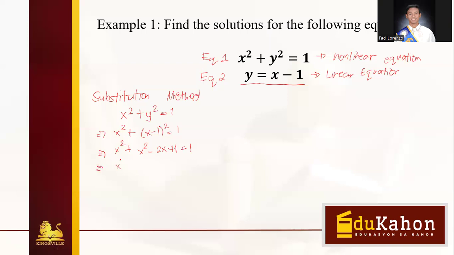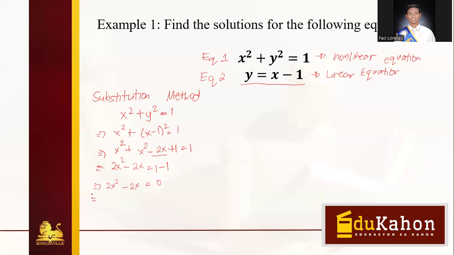Next, this is x squared. If we have x squared and another x squared, by combining similar terms, x squared plus x squared is 2x squared. And this is minus 2x. Since we don't have a similar term for this term, it will remain. And positive 1 will be transposed to the right side, and this will become 1 minus 1. We know that 1 minus 1 is just equal to 0. So we write 2x squared minus 2x equals 0.